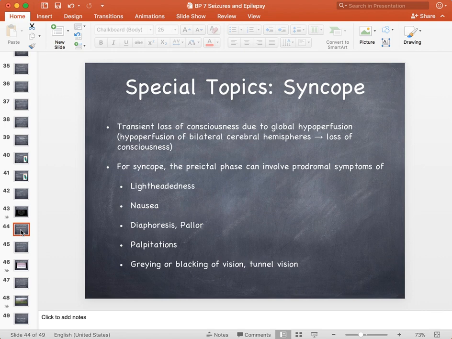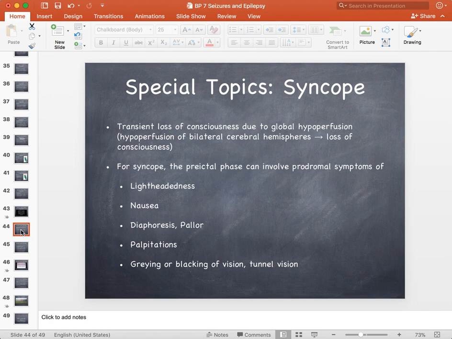So this is any transient loss of consciousness due to essentially a global hypoperfusion of the brain. This would be both cerebral hemispheres, right? You need to affect both of them to have a loss of consciousness. For syncope, there are a few differences between it and a true seizure. The quote-unquote pre-ictal phase can look just a little bit different.